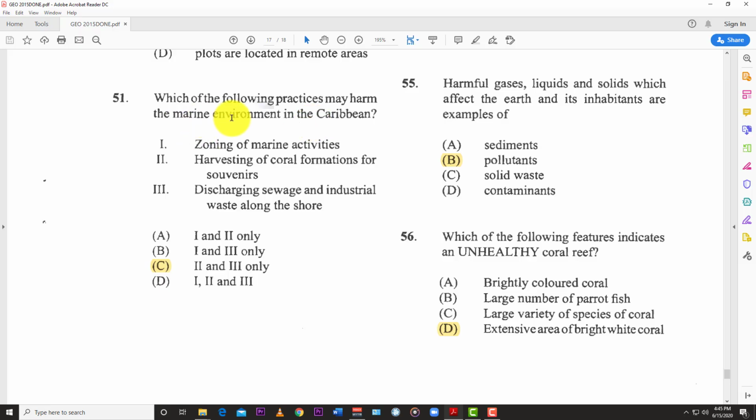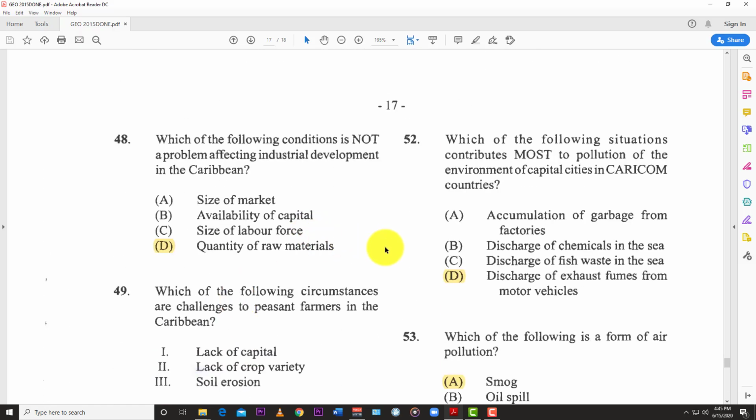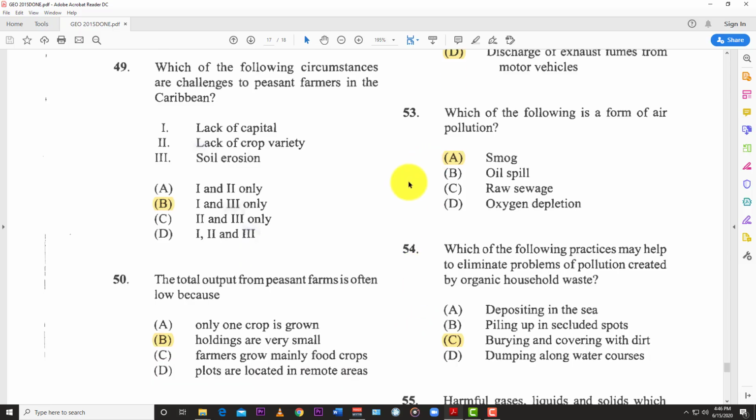51, which of the following practices may harm the marine environment in the Caribbean? And so you have options here: 1, zoning of marine activities, 2, harvesting of coral formation for souvenirs, or 3, discharging sewage and industrial waste along the shore. And so the answer here is clear: C, harvesting coral formation for souvenirs and discharging sewage. So that's C, 2 and 3. 52, which of the following situations contributes most to pollution of the environment of capital cities in CARICOM countries? And so the answer here is D, the discharge of exhaust fumes from motor vehicles.